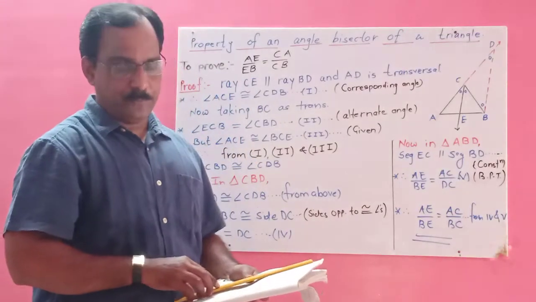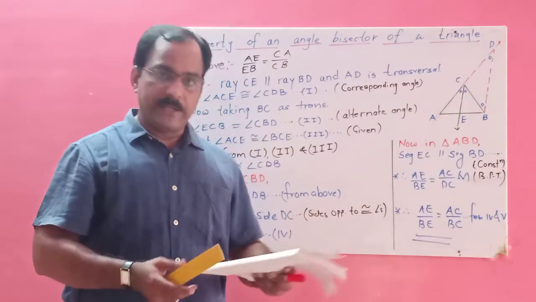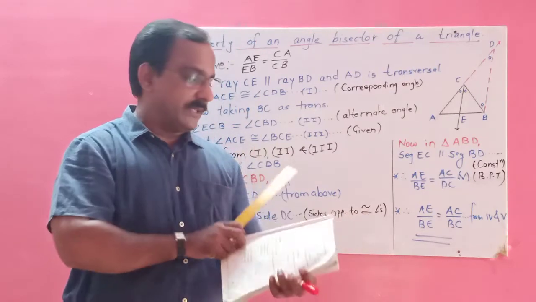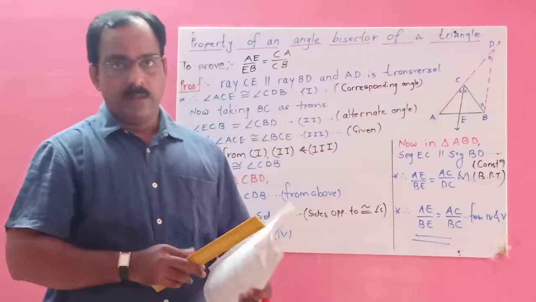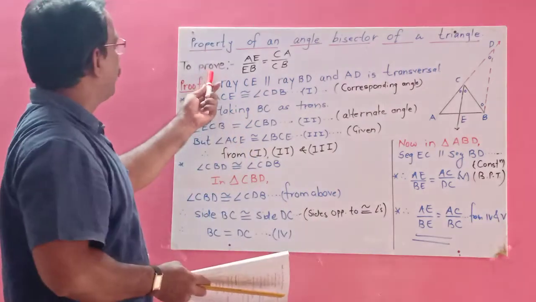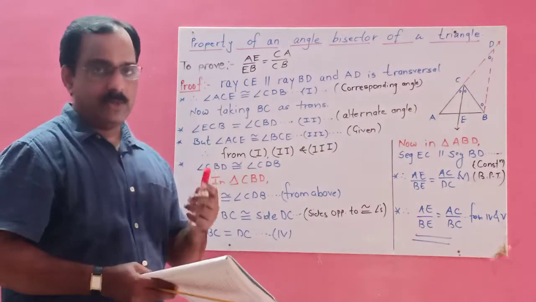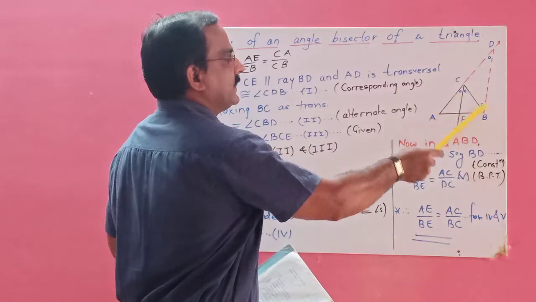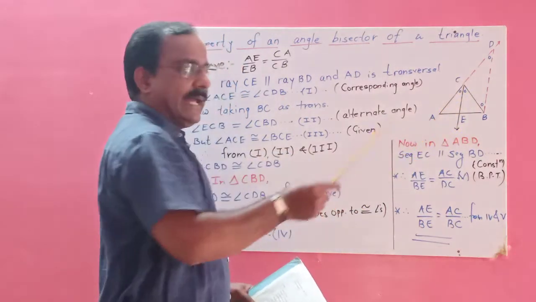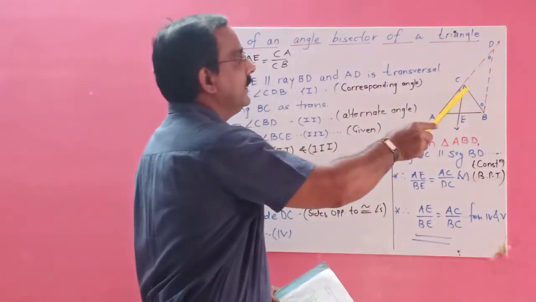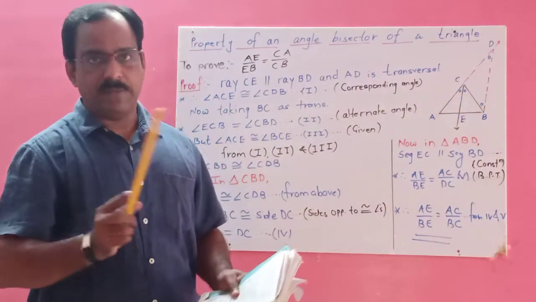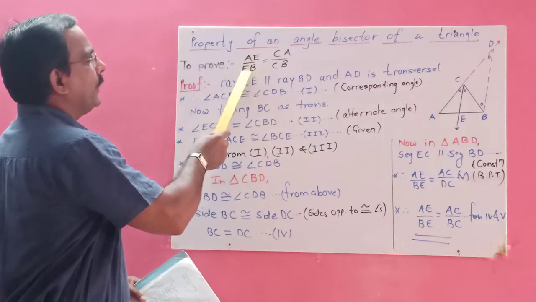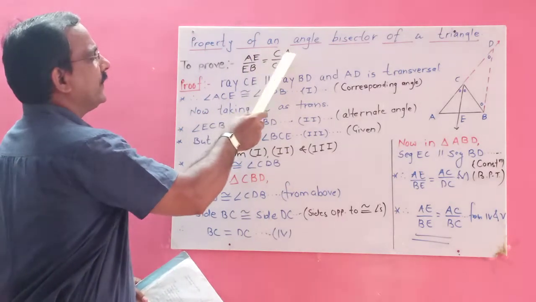Now see how it is proved. As you can see in your textbook, children, given is written, then to prove is written, construction is written, as well as proof is written. But here I have written only to prove and proof. But I will tell you what is the given. In the triangle ABC, CE is an angle bisector of angle C. This is given. We have to prove that AE upon EB is equal to CA upon CB.